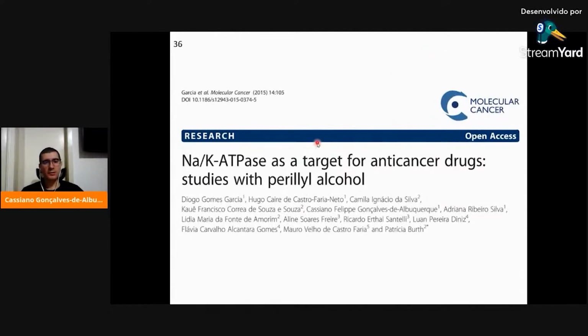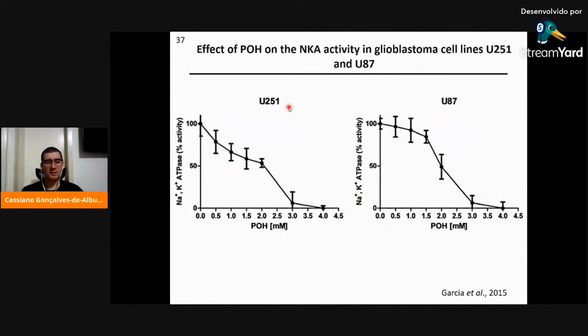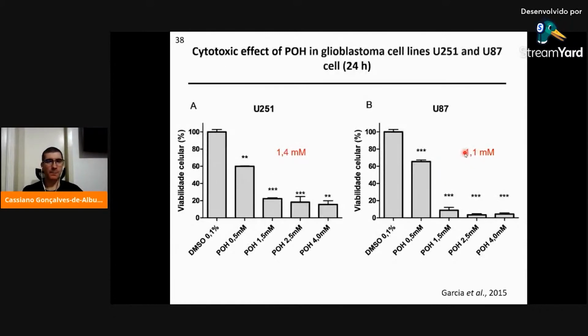Finally, POH, perillyl alcohol, also inhibits the enzyme in glioblastoma cell lines U251 and U87, as shown here, with IC50 of 1.8 and 2.0. Also, POH has a cytotoxic effect in a dose-dependent fashion in glioma cell lineage.